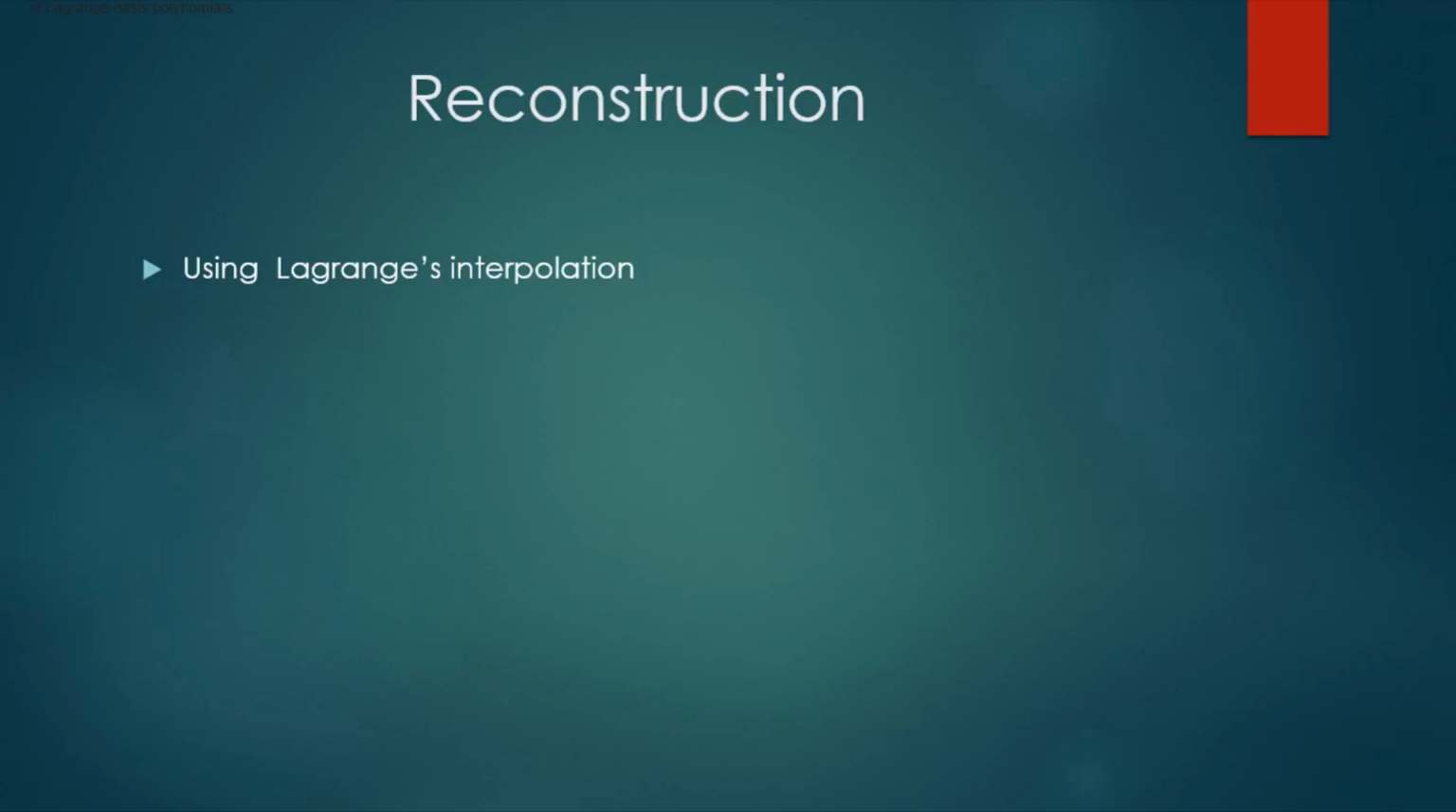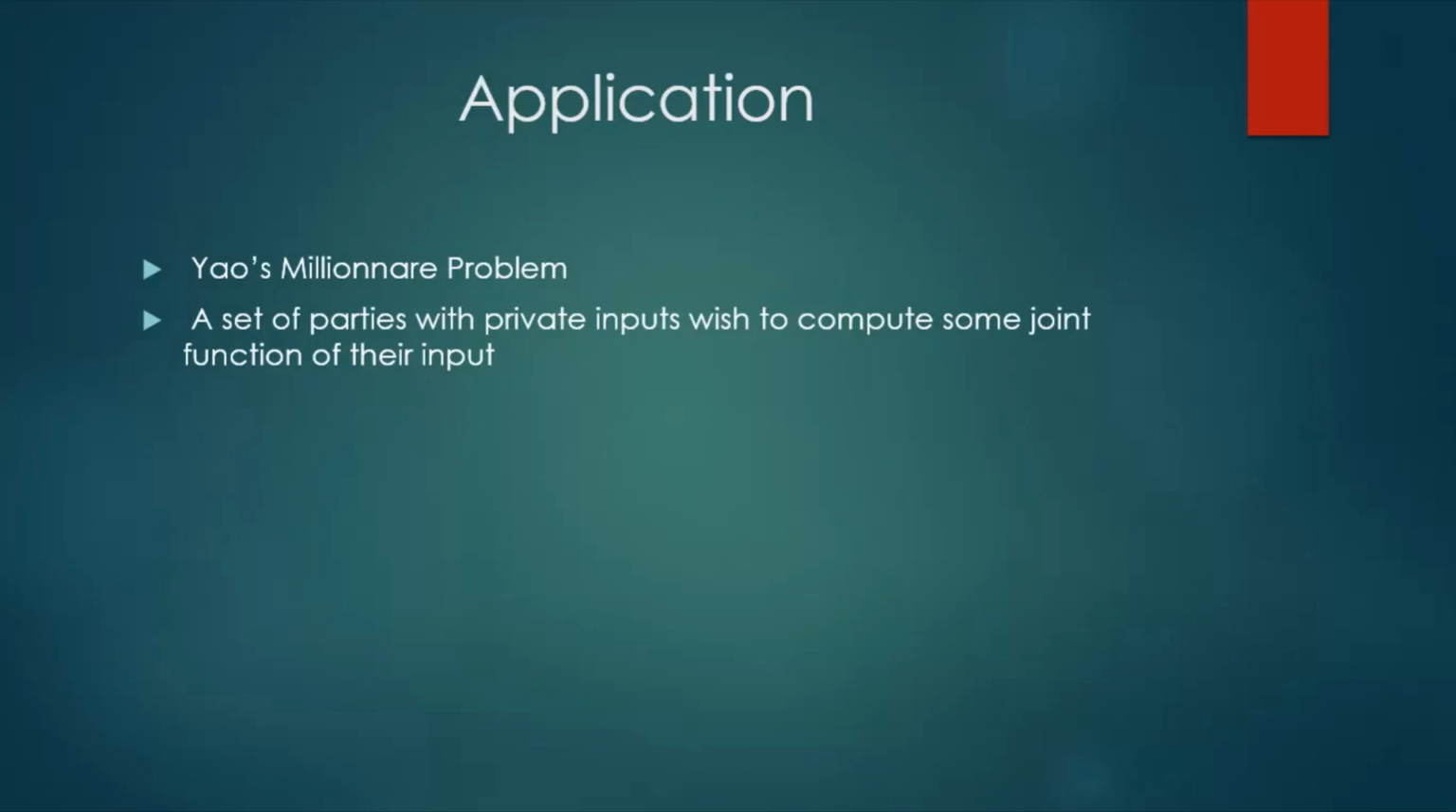Now if we have a sufficient number of shares, how can we generate the secret data? For that, Lagrange's interpolation theorem is used. You can learn this theorem from any maths book or from Google. There are several applications of this scheme, but the main two applications are shown on the screen.